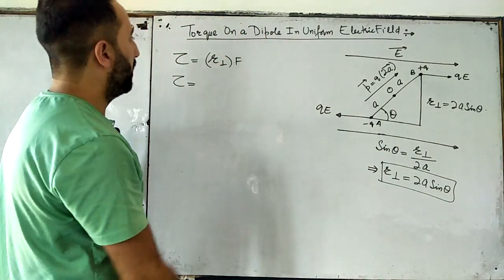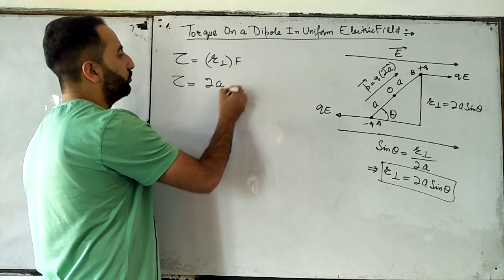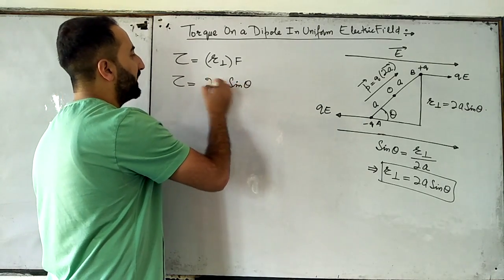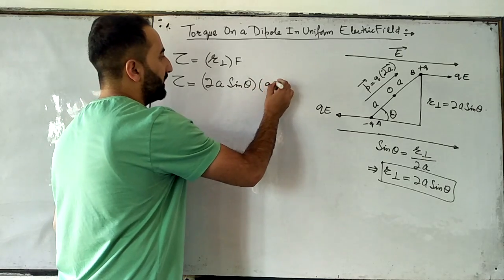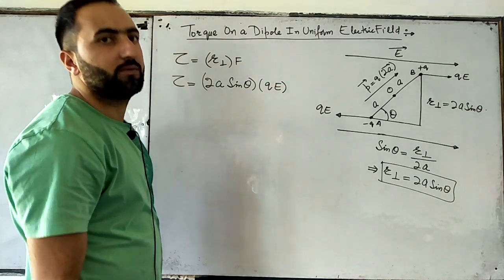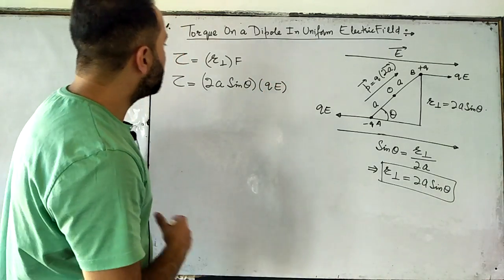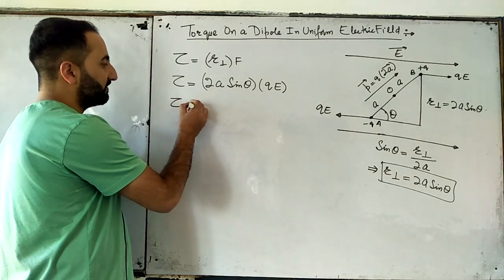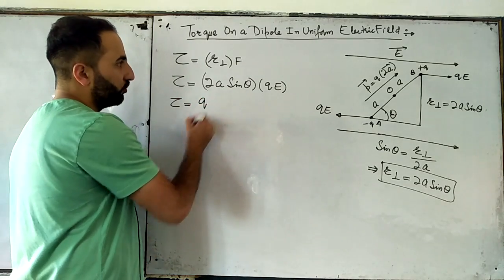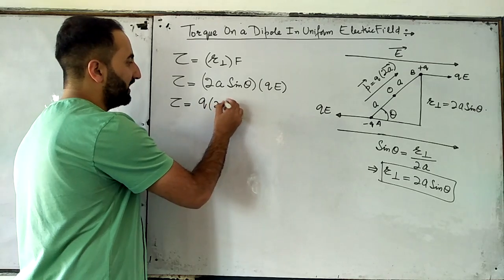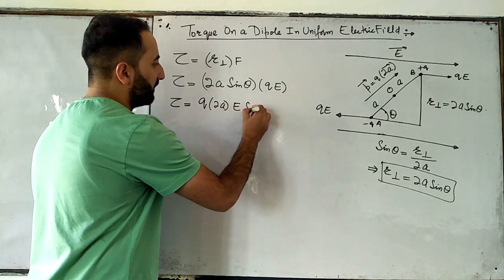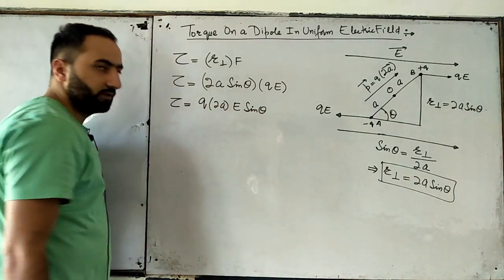So torque is equal to, in place of r perpendicular we will write 2A multiplied by sin theta, and the force, beta, is equal to Q, the charge, multiplied by the electrostatic field. Now let me rearrange these terms. I will write them like this. First of all I will write Q, then twice A, then E, and then sin theta. Okay, beta? Proper sequence.